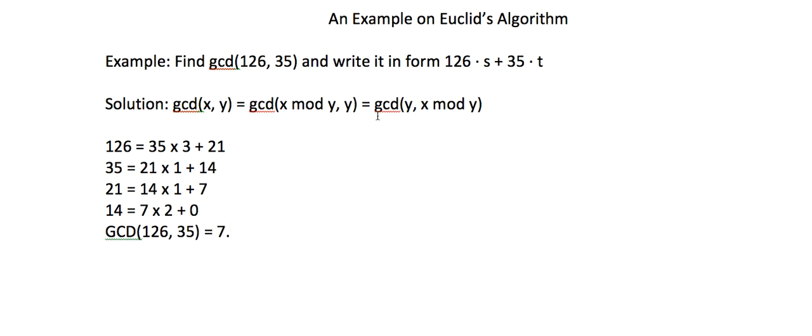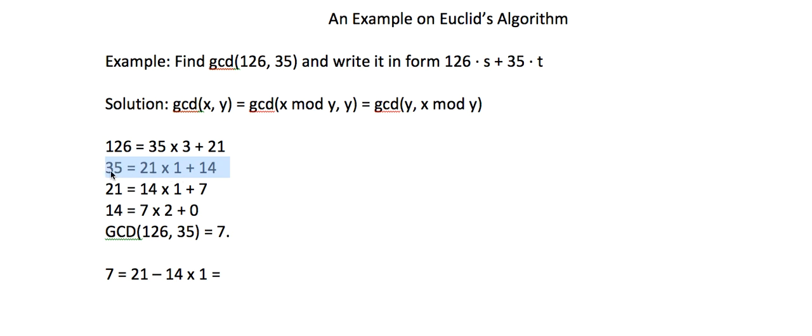Now, how do you write it back in this form, 126 multiplied by s plus 35 multiplied by t? Your book also has an algorithm to follow, but I really don't like to memorize that algorithm. So you can always backtrack. What I mean is, I start from 7 equals 21 minus 14 times 1, right? Then you want to replace 14 from this equation.